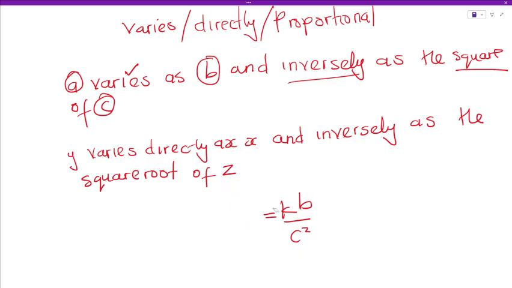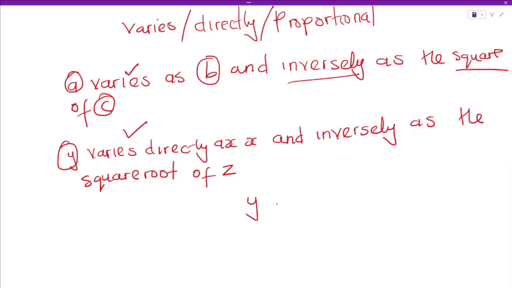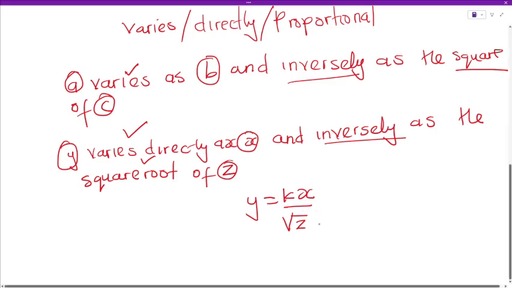We go to the last one. Given that Y, you write your Y. Varies directly, you write an equal sign, you add a K. As what? As X, you put an X there. And inversely, you underline as the square root of Z. Square root simply means you need to plug in the root sign like that. This is different from the square of C. Square means to the power 2. Square root, you need to plug in the root sign. So that is the difference. Please don't mix them up.